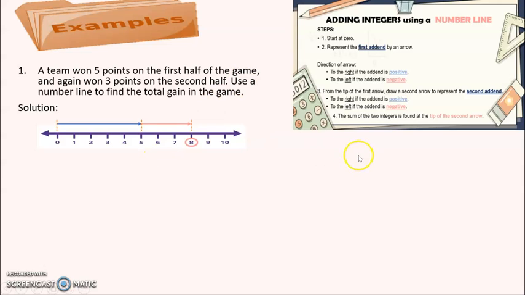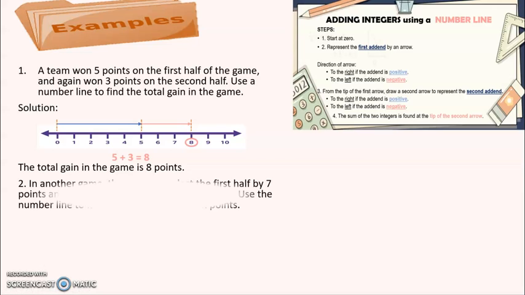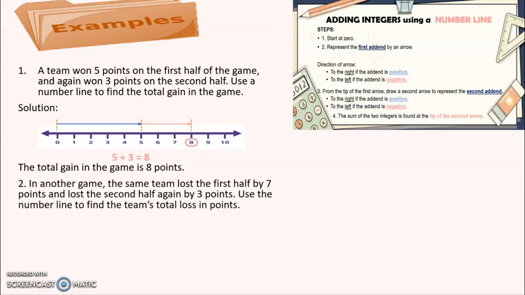So, paano ito mabalaan yung answer ta? Sa step 4, the sum of the two integers is found at the tip of the second arrow. Since this is our second arrow, amo ni siya. Ang tip niya, napunduhan niya is 8. So, that is why ang aton sum is 8. So, having the equation, we have 5 plus 3 equals 8. So, the total gain in the game is 8 points. So, 8 points sila daog. Okay, so let's try number 2.